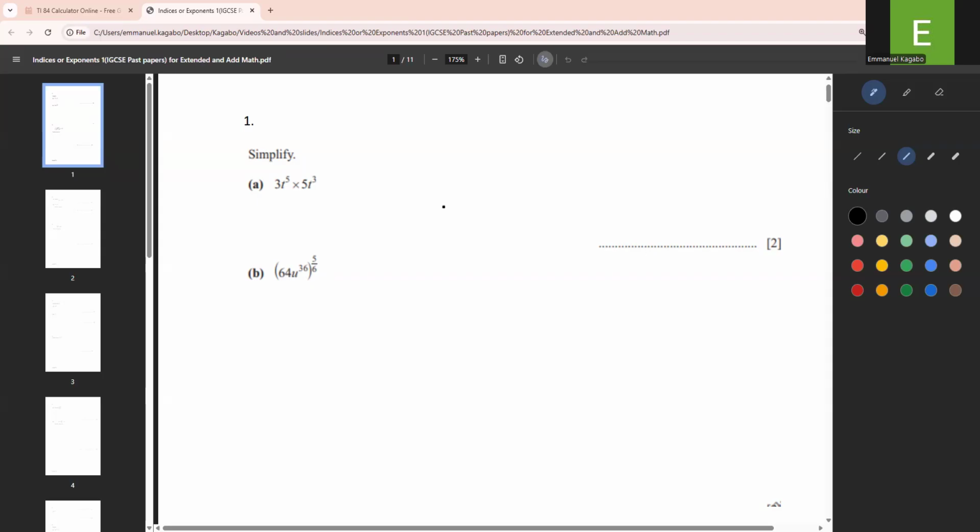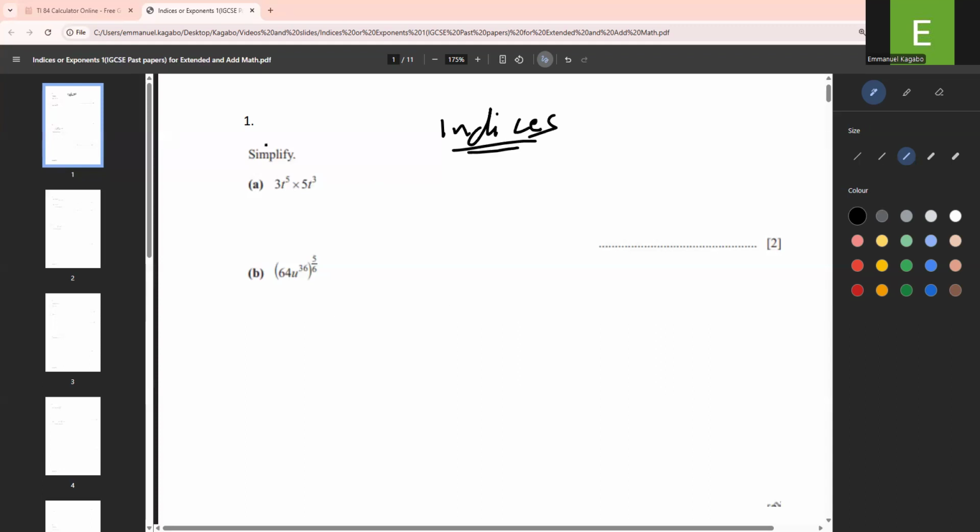Today's topic, past paper questions, is going to focus on indices, or exponents. I hope you remember the rules. Today I'm going to focus only on past paper questions, mainly IGCSE, but also a few from additional math. So if you want to master indices or exponents, this will be the right video, and I promise you, you're in the right place. Here we go.